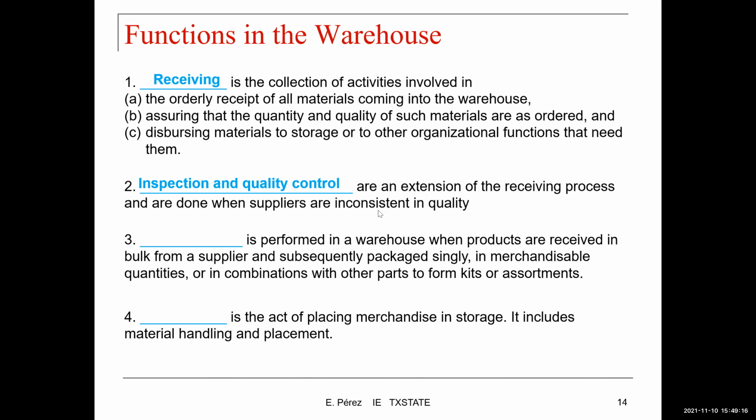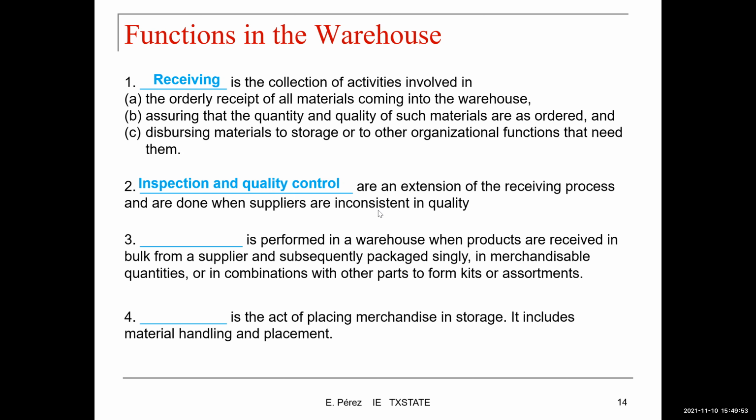Number two is the inspection and quality control. These are an extension of the receiving process and are done when suppliers are inconsistent in quality. So that's another challenge that you will face if you're in charge of these types of operations. Again, you're going to have multiple suppliers, multiple manufacturers that are going to be delivering product to you. So you have to make sure that they're sending you high quality product, because if not, that is going to be creating problems later on.